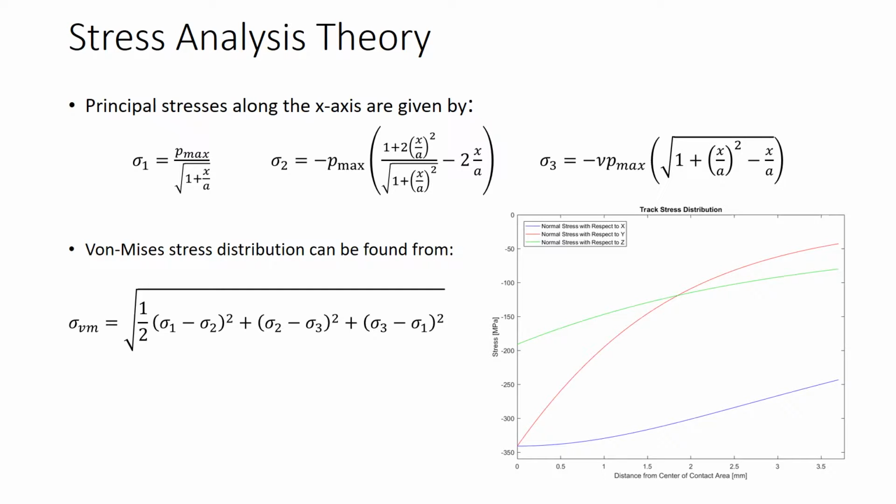Now that the maximum contact pressure is known, the principal stresses can then be determined as a function of the depth below the center of the area of contact by using these three equations. For the third principal stress, use the Poisson's ratio of the track. These principal stresses can then be used to find the von Mises stress distribution by using the equation below.